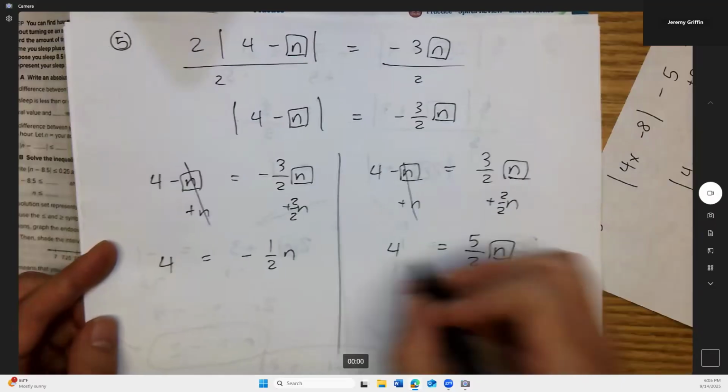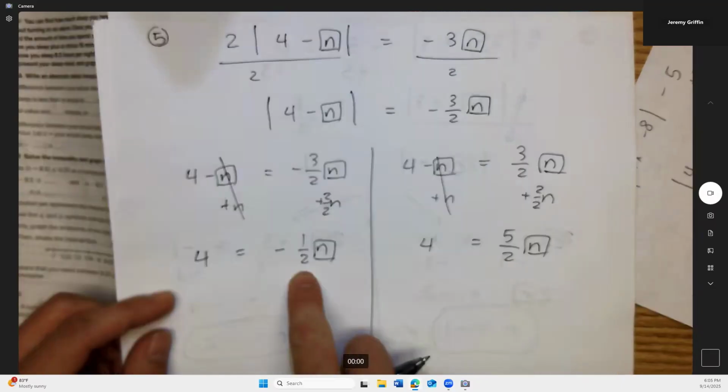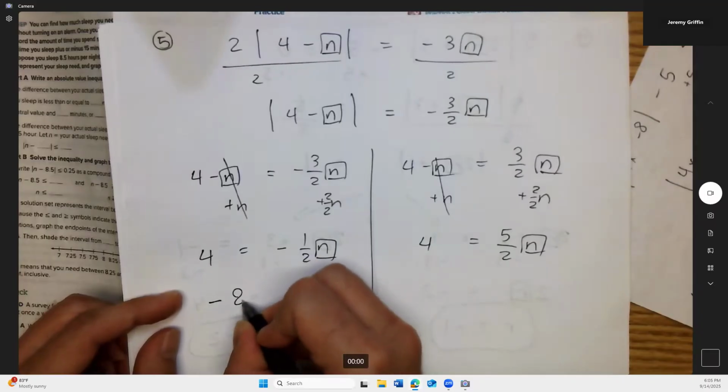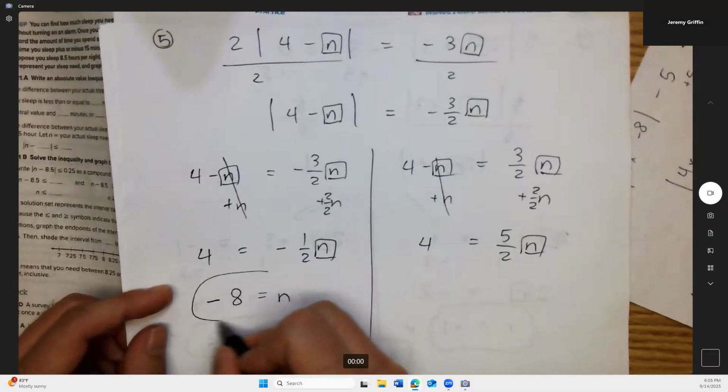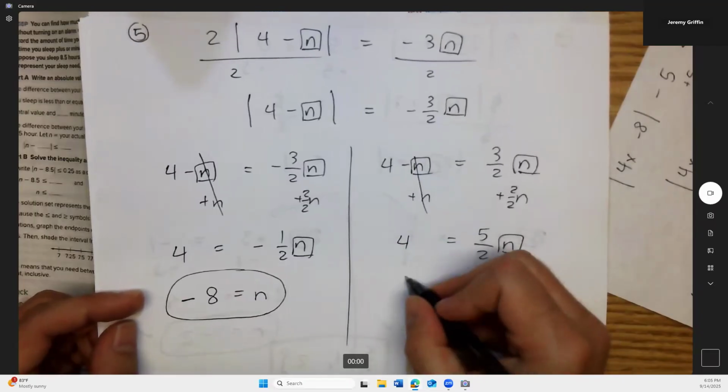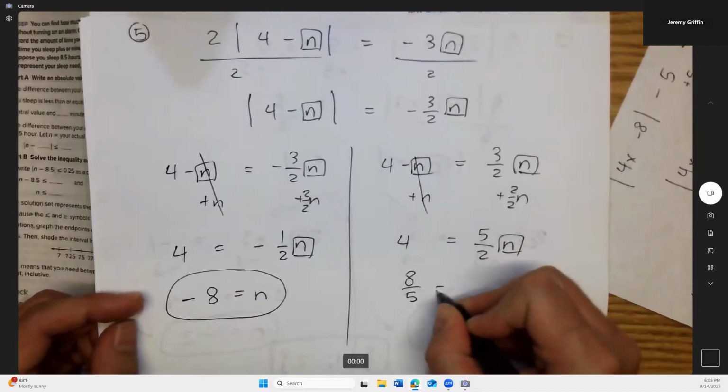Right. Still solving for n, still keep going. Multiply both sides by negative 2. I'm getting negative 8 equals n. Okay, so that looks good so far. And then over here, times 2 would be 8 over 5. 8 over 5 equals n.